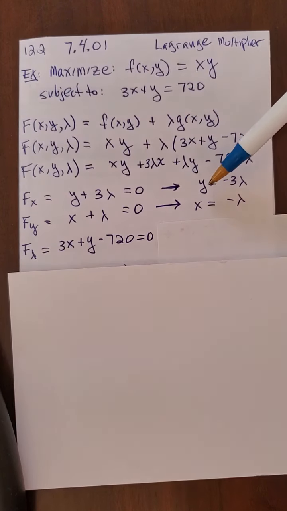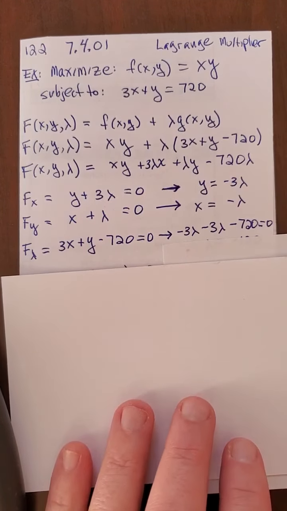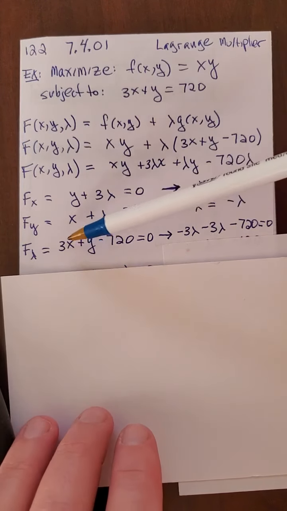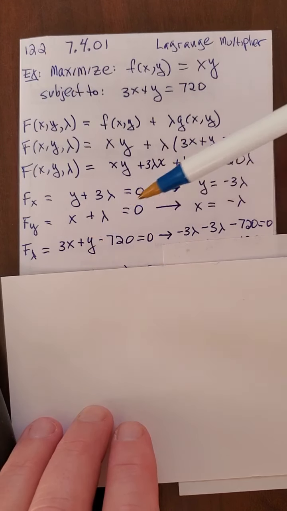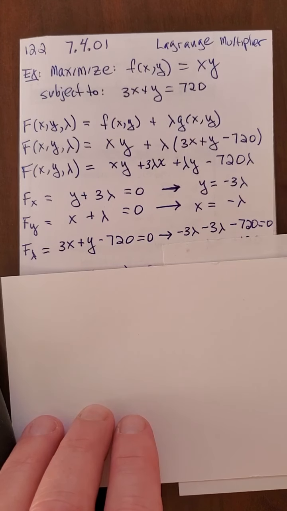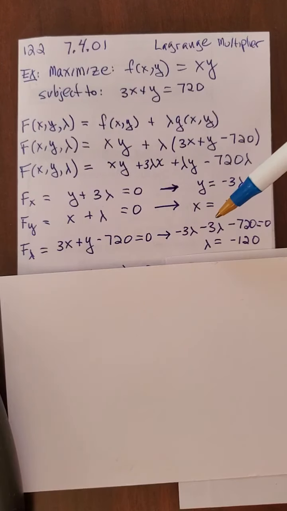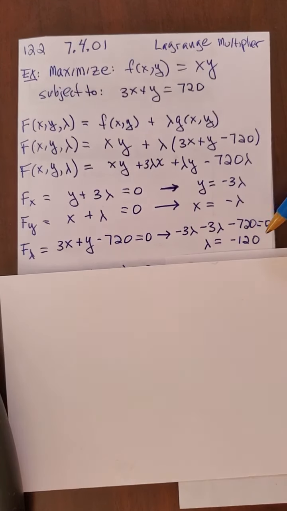Now I'm going to take my y, which is negative 3 lambda, plug it in here. Take my x, which is negative lambda, plug it in there. And that's going to give me negative 3 lambda, because it's 3 times negative lambda, which is negative 3 lambda. And then it's y, which is just minus 3 lambda. And then minus 720 equals 0. Now I just have to solve for lambda like any simple algebra equation. And you get negative 6 lambda equals 720. Lambda equals negative 120. That's just simple algebra.